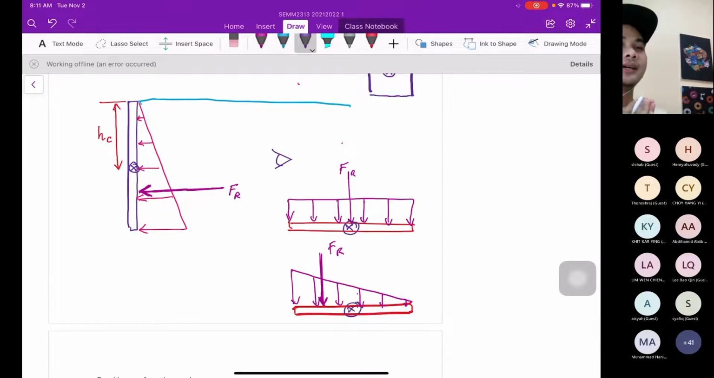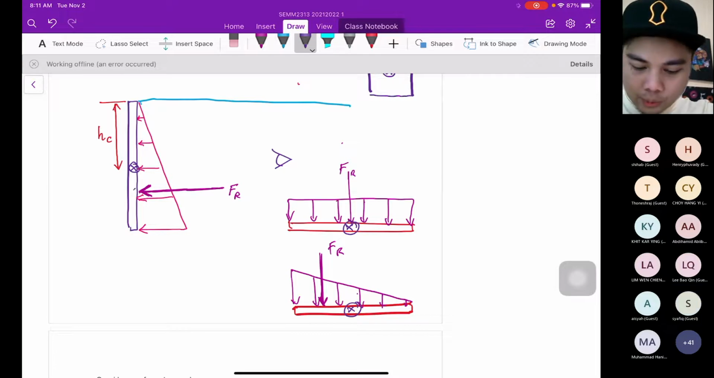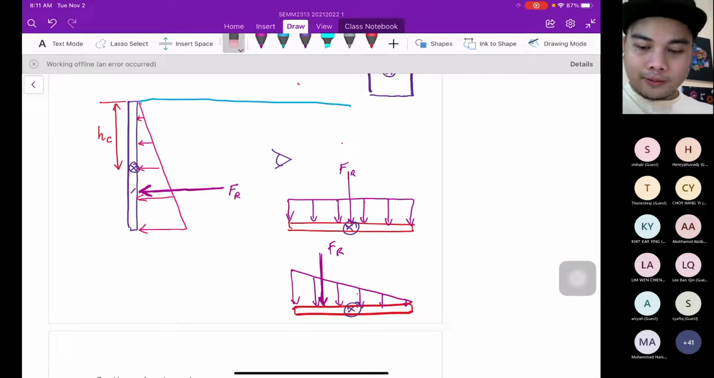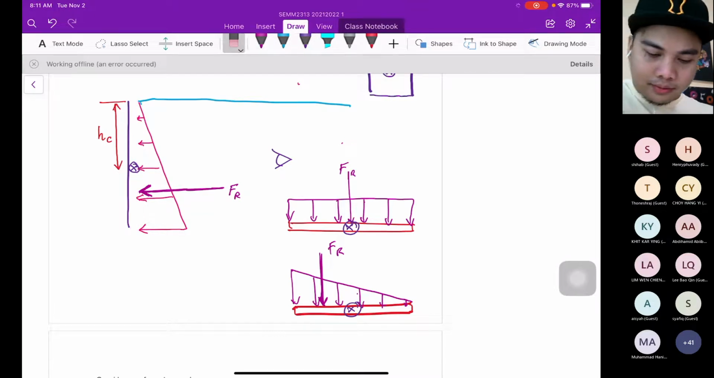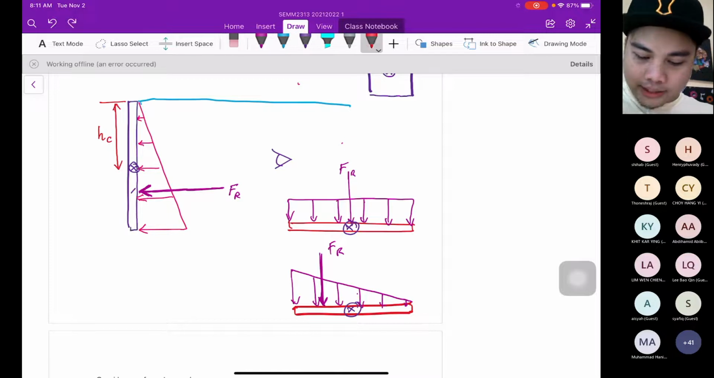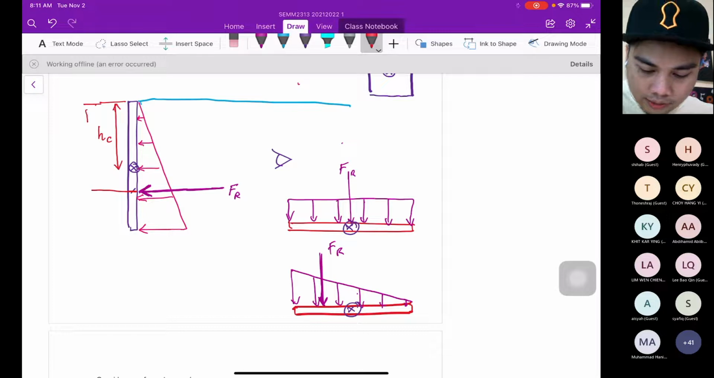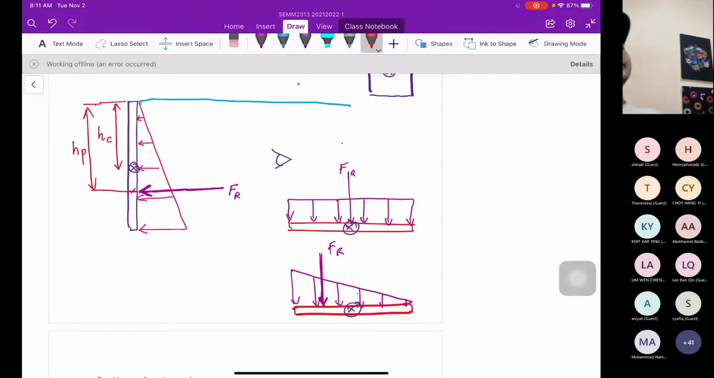Okay, clear everyone? Yes, doctor. Okay, good. So this location, basically, from here to here we call the HP, the center of pressure.